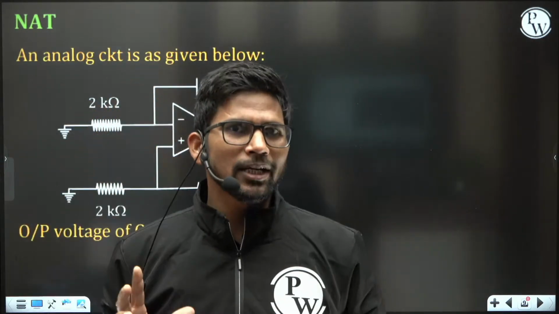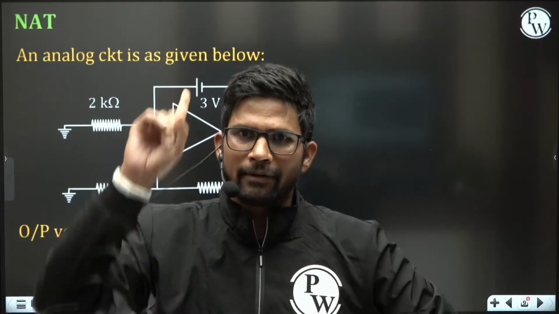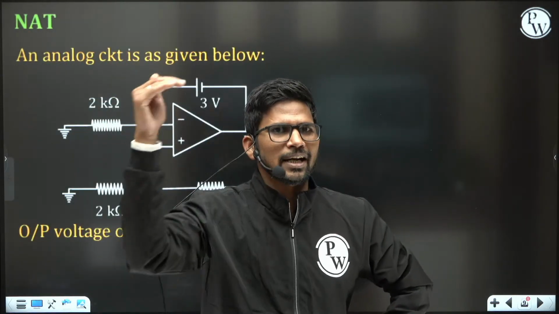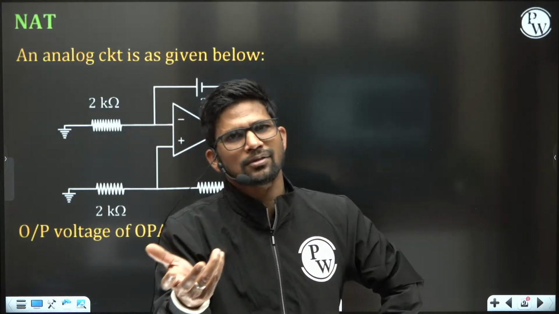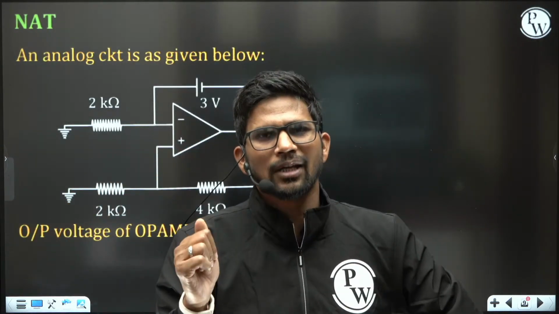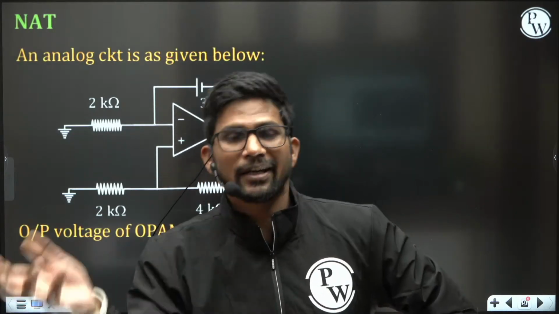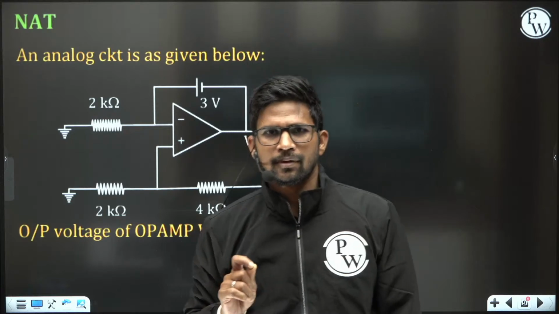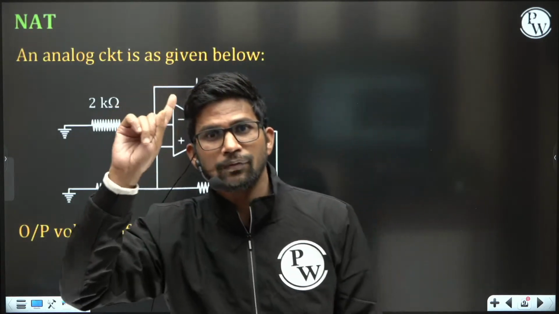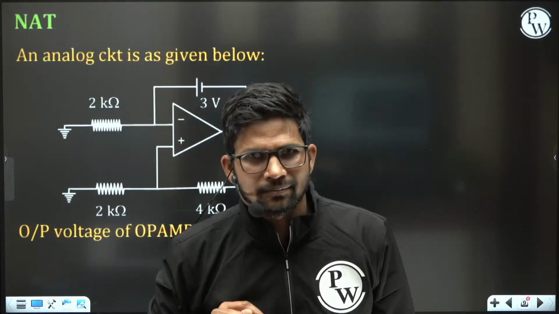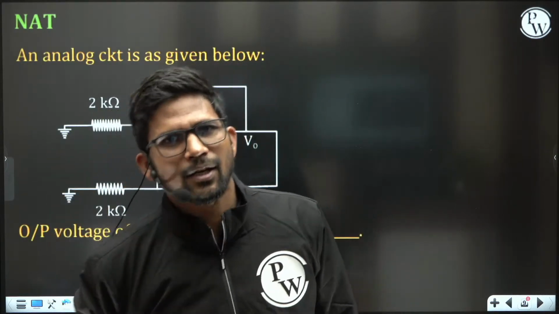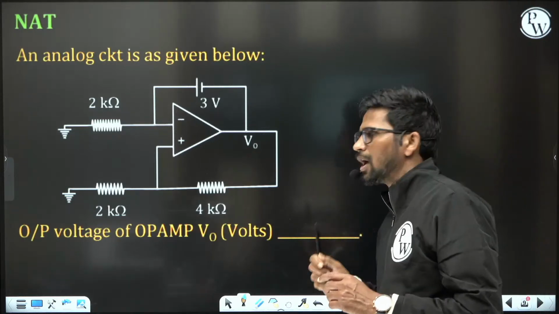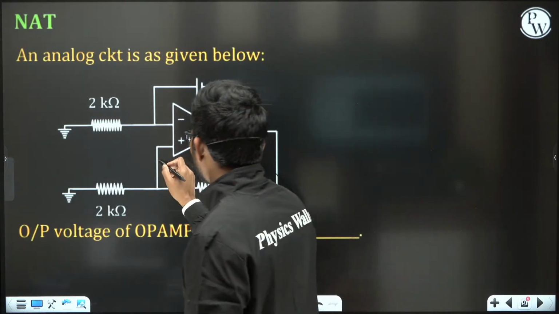And when you find that the virtual ground concept is applicable, what I told you: try to find the value of V plus. If that is directly connected to any voltage source, then you can directly find that voltage. If not, then first find the value of V plus, then equate it to V minus, and then apply KCL at the negative terminal, and you will find the answer. So I need to find the value of this V plus node.